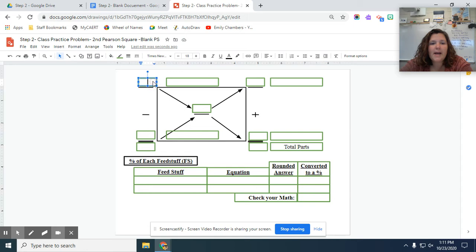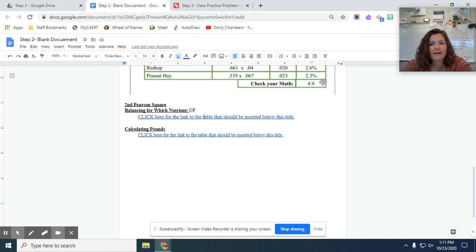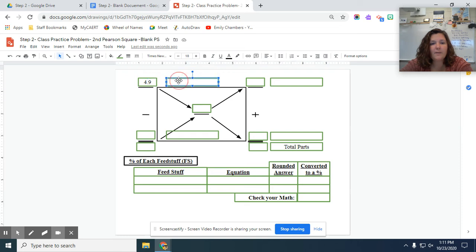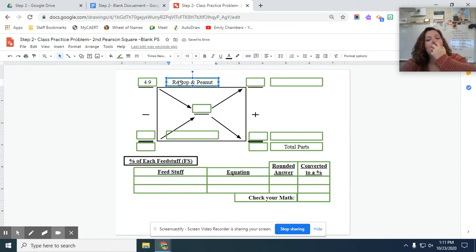Enter. So now this is where a lot of people get confused. We have a combined crude protein from our first ration. We're going to use that first ration as one of our feed ingredients. So right here, we're going to put the crude protein of the feed ingredient that we just figured out in the previous step, and that was this 4.9 number. That 4.9 is going to go right here, and we are going to call this red top and peanut hay. We'll just call it red top and peanut.